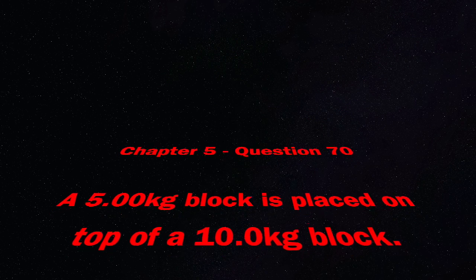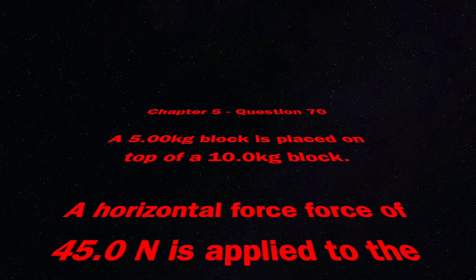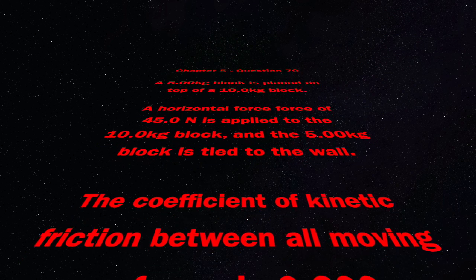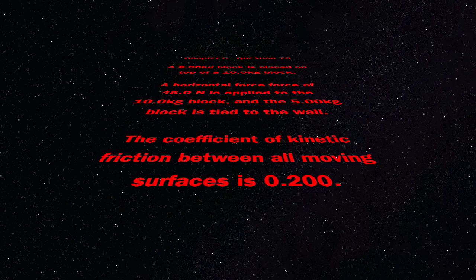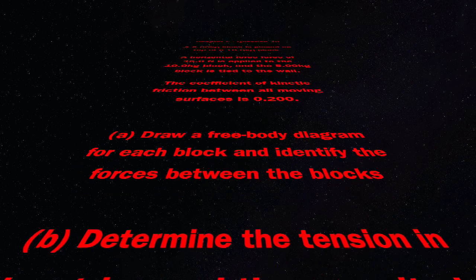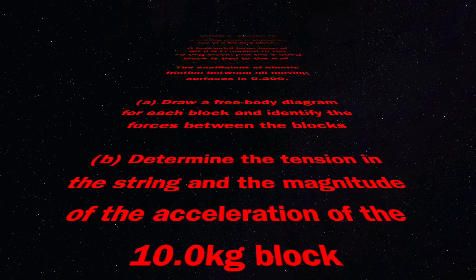Alright, for chapter 5, question 70. The question says that a 5 kilogram block is placed on top of a 10 kilogram block. A horizontal force of 45 newtons is applied to the 10 kilogram block, and the 5 kilogram block is tied to the wall. The coefficient of kinetic friction between all moving surfaces is 0.200. A. Draw a free body diagram for each block and identify the forces between the blocks. And B. Determine the tension in the string and the magnitude of the acceleration of the 10 kilogram block.